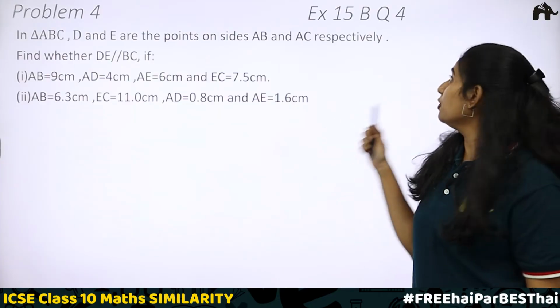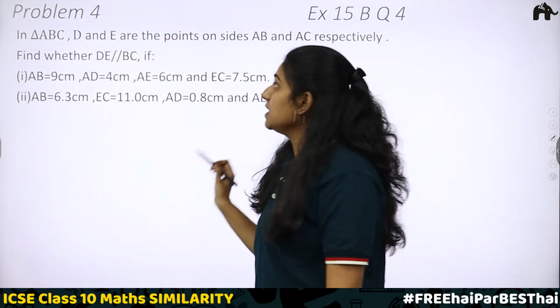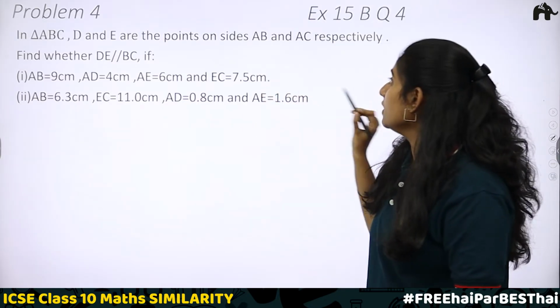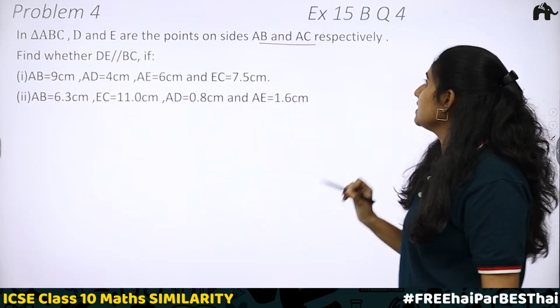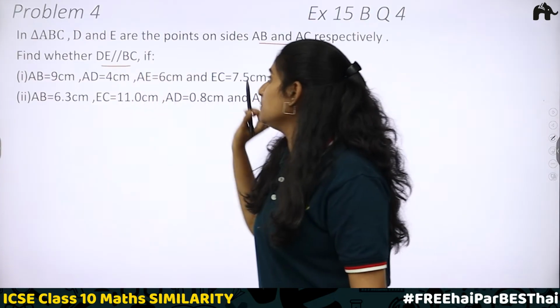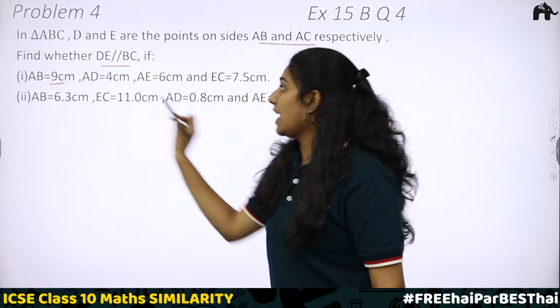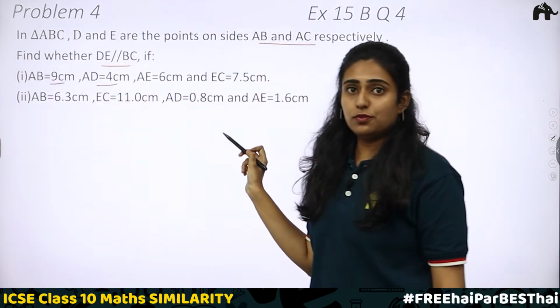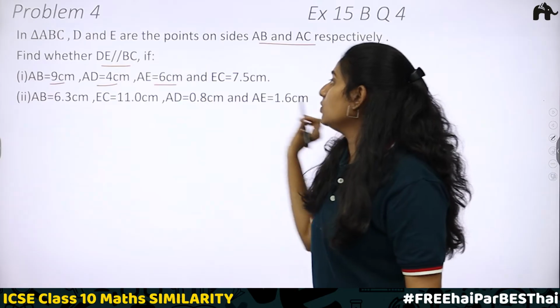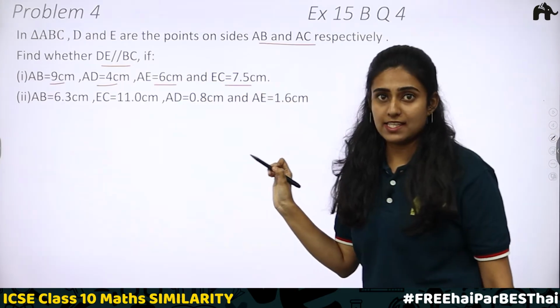Next, problem number 4, question 4 of exercise 15b. In triangle ABC, D and E are the points on sides AB and AC respectively. Find whether DE is parallel to BC if, first question, AB is equal to 9 centimeter, AD is equal to 4 centimeter, AE is equal to 6 centimeter and EC is equal to 7.5 centimeter.